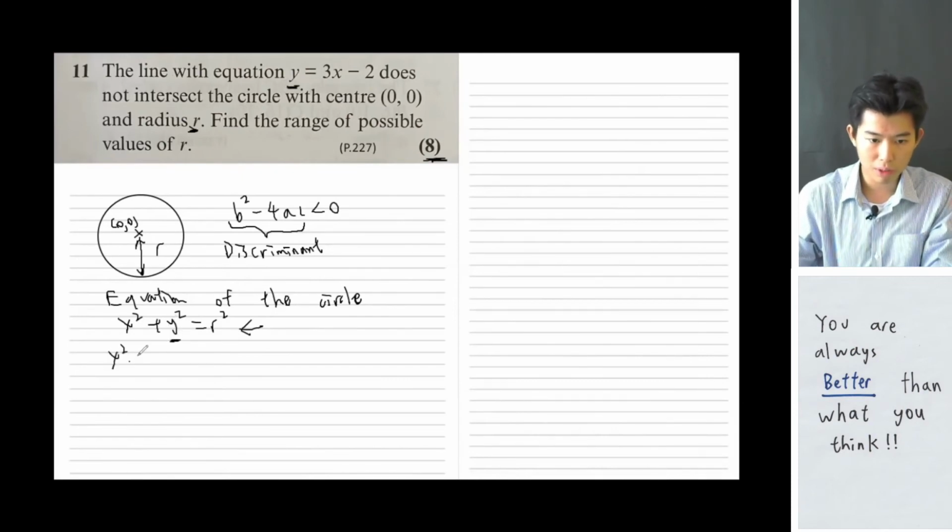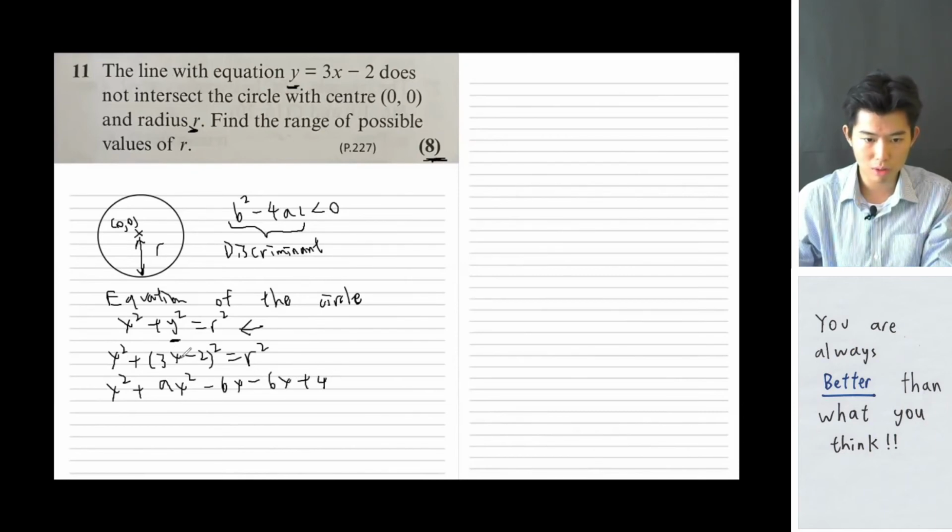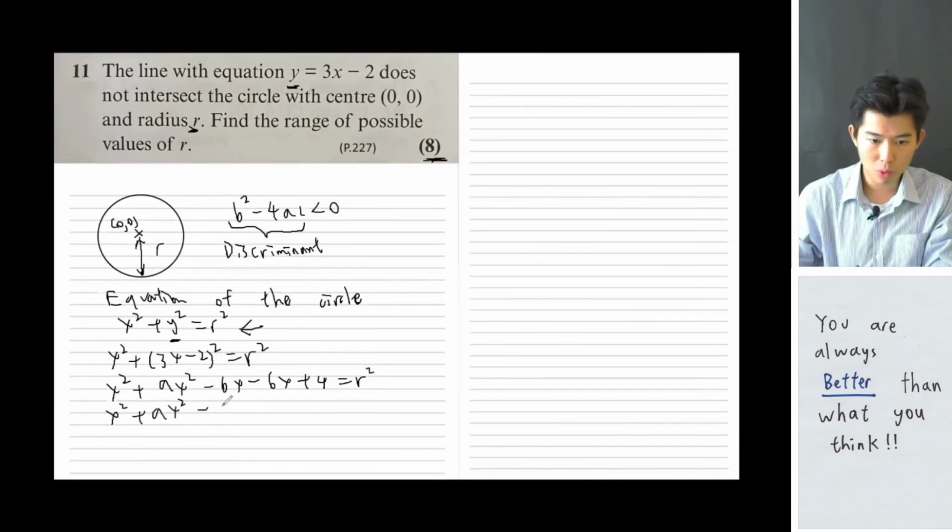x squared plus (3x minus 2) squared equals r squared. x squared plus 9x squared, minus 3x times 2 will be 6x, and minus 2 times 3x will be minus 6x, plus 4, because negative 2 times negative 2 will be plus 4, equals r squared. x squared plus 9x squared minus 12x plus 4 equals r squared. 10x squared minus 12x plus 4. Let's move this to the left: minus r squared equals 0.